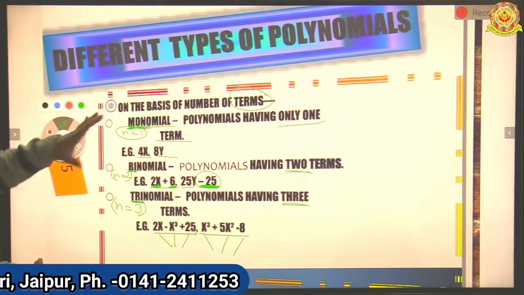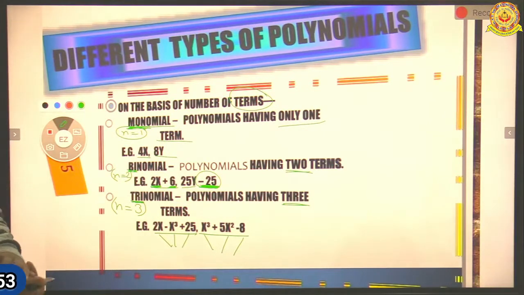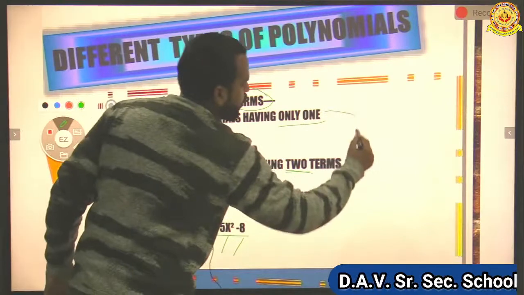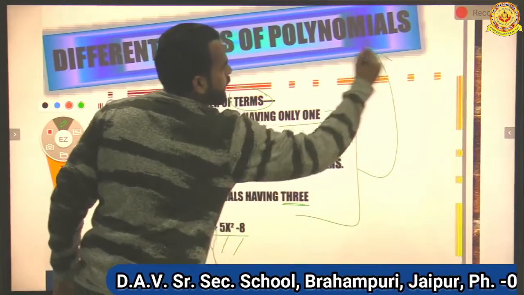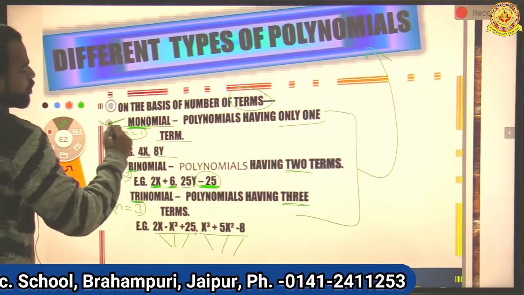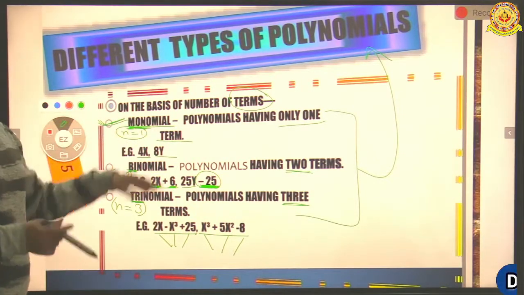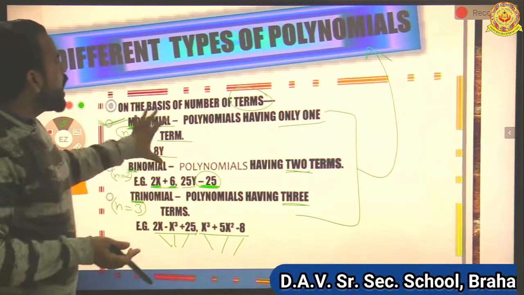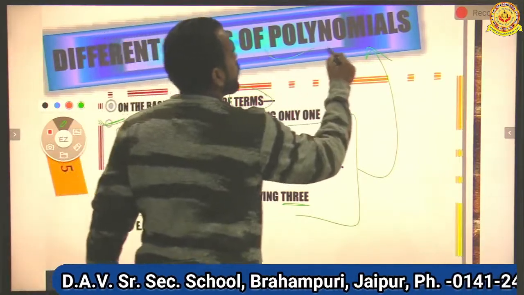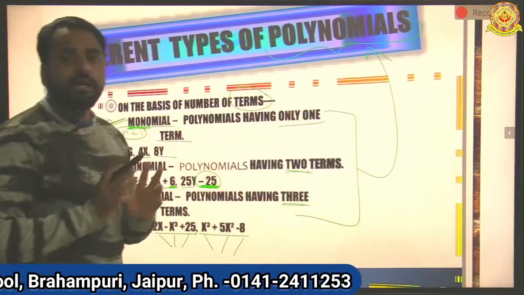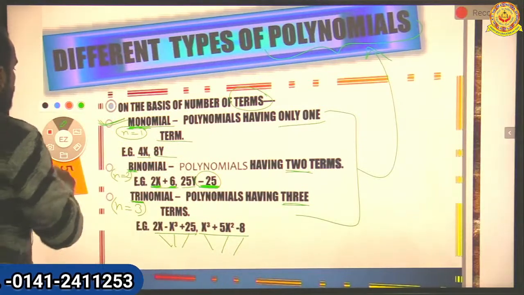Hope you all understood monomial, binomial and trinomial, and these all are basically the types of polynomial. That means a monomial is also a polynomial. So don't get confused that a monomial is just a monomial. These all are basically types of polynomial only, right? So a monomial is a polynomial.